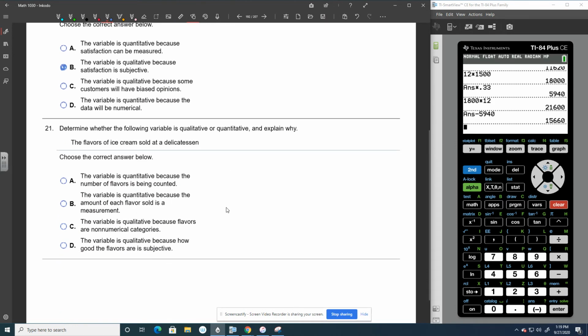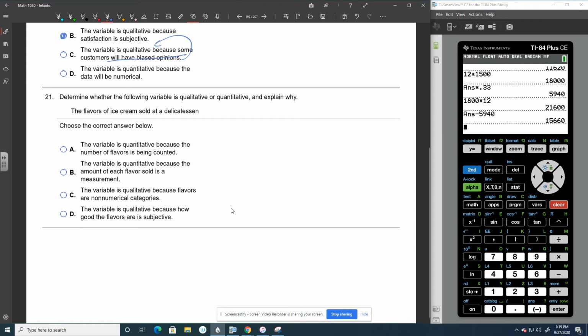All right, 21. Determine whether the following, and be careful here. C says it's qualitative because some customers will have biased opinions. That doesn't matter. That's not what makes something qualitative. Qualitative is something because you're not measuring it. It has nothing to do with bias.